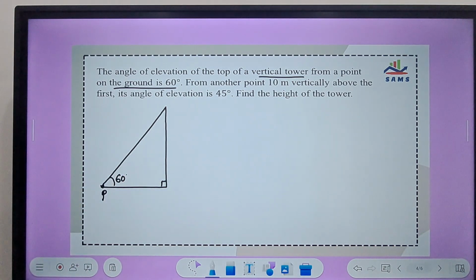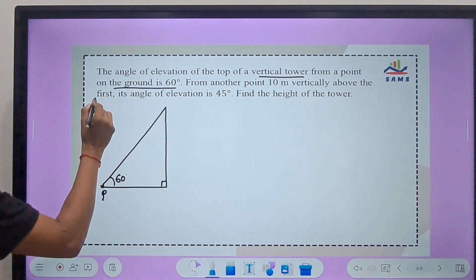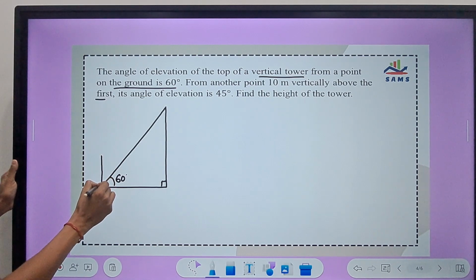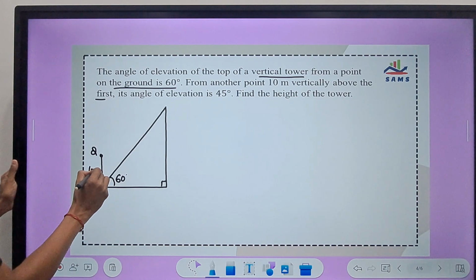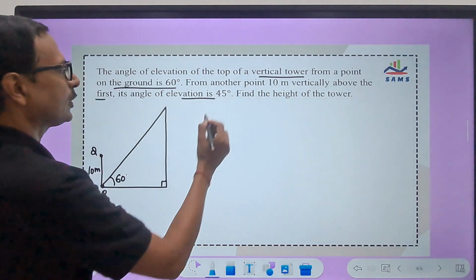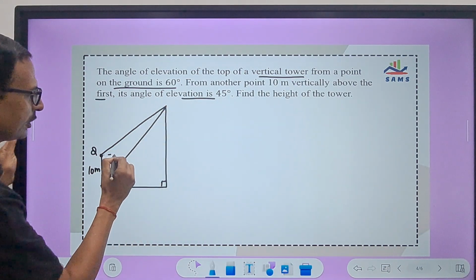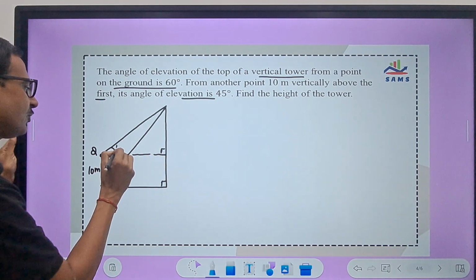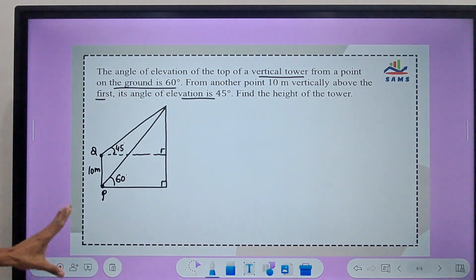Now what is the next statement? From another point 10 meters vertically above the first. So the first point is P, right? So 10 meters above P like this. Here you have another point Q, and this is 10 meters, and from Q the angle of elevation is 45 degrees. So now if you measure the elevation like this and draw the horizontal, you will have the angle of elevation as 45 degrees. So see the figure, it is altogether a different figure here.